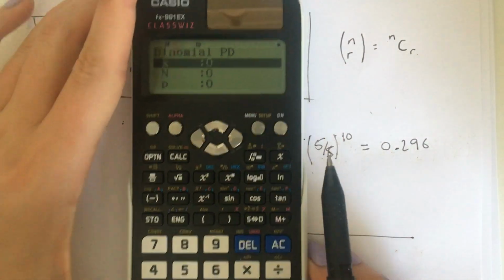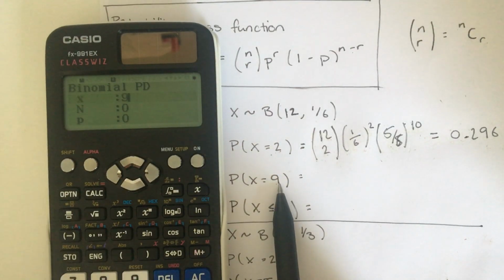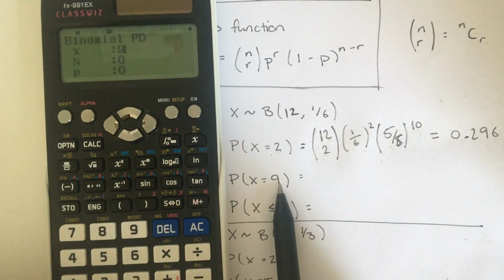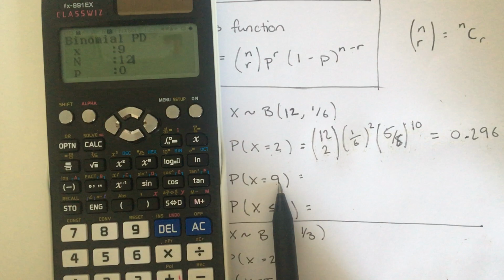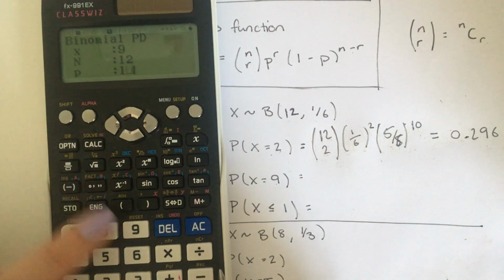My x value, in my case, is 9. So I'm going to put 9 in here, and then equals. How many trials am I running? 12, equals. And then the probability of success is going to be 1 over 6.